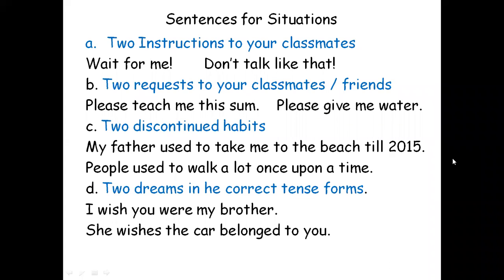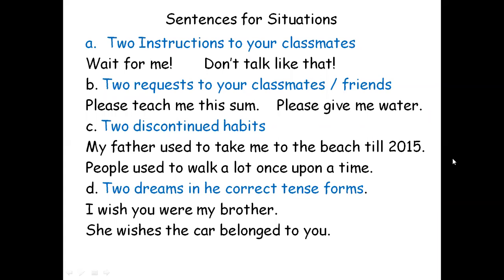One more example. People used to walk a lot once upon a time. Now, scooter, car, etc. People don't walk a lot nowadays. That is the meaning. People used to walk a lot once upon a time. And then two dreams, two dreams in the correct tense forms.